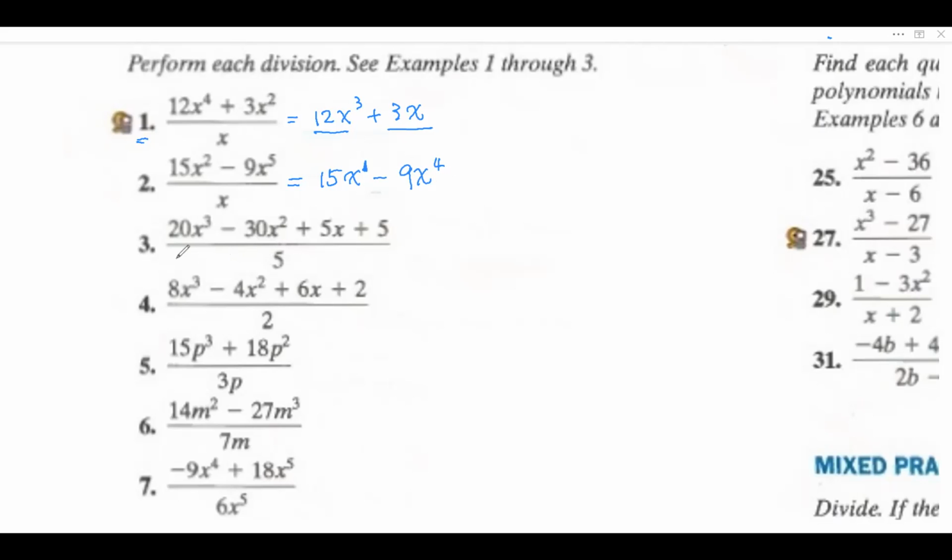So let's see number 3. Number 3 divided by 5. So each of them is divided by 5 separately, right? So you can get 4x cubed, negative 6x squared plus x plus 1, right? When you do this one, you can do it separately. Same for number 4. You divide by 2, you get 4x cubed, 2x squared plus 3x plus 1, right?